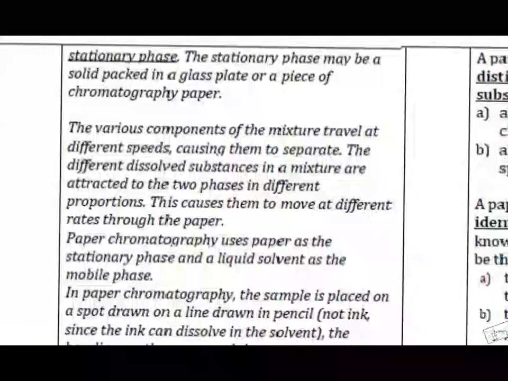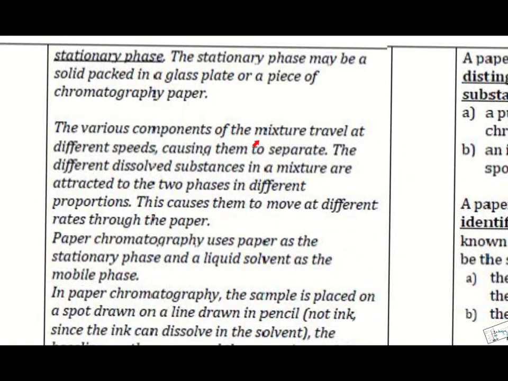The various components of the mixture travel at different speeds. So if you have 2 different or 3 different colors, they are going to travel on the paper at different speeds. So they are going to separate at different distances. This causes them to move at different rates through the paper. Paper chromatography uses paper as the stationary phase, and a liquid solvent is the mobile phase.